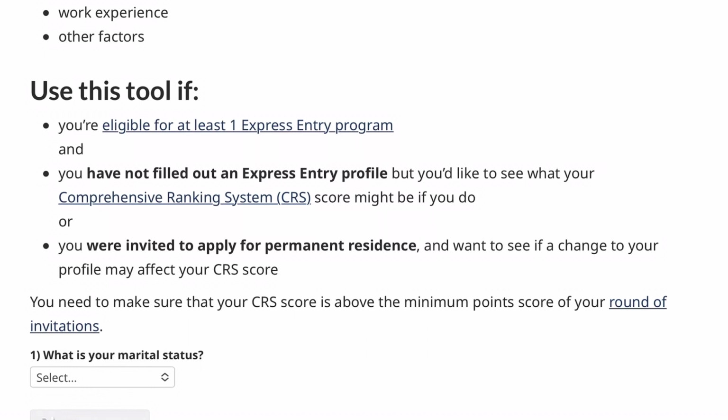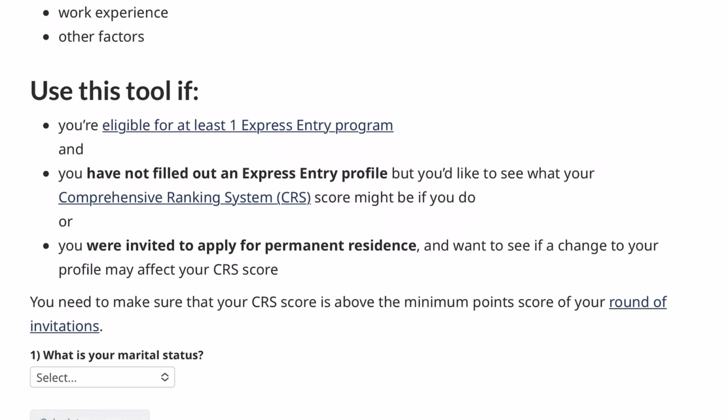Now, why do you need to check your score? From my point of view, once you start creating your Express Entry profile, you are already a couple of steps into your journey towards migrating to Canada. You have already invested your money in taking the test. You have already invested money to get your education evaluation. So those kinds of investments are already done.